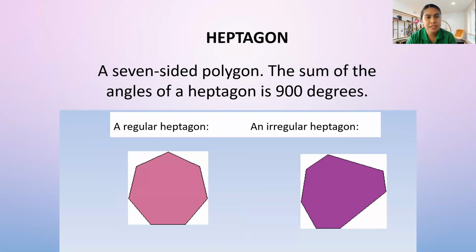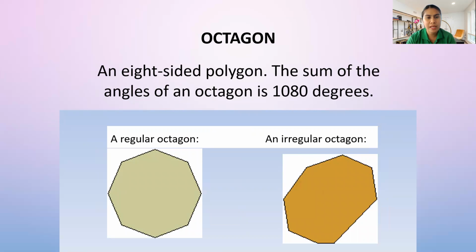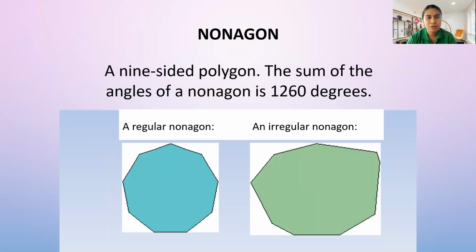Heptagon, a seven-sided polygon. The sum of the angles of a heptagon is 900 degrees. We also have regular and irregular heptagon. Octagon, an eight-sided polygon. The sum of the angles of an octagon is 1080 degrees. Nonagon, a nine-sided polygon. The sum of the angles of a nonagon is 1260 degrees. Regular nonagon and irregular nonagon.